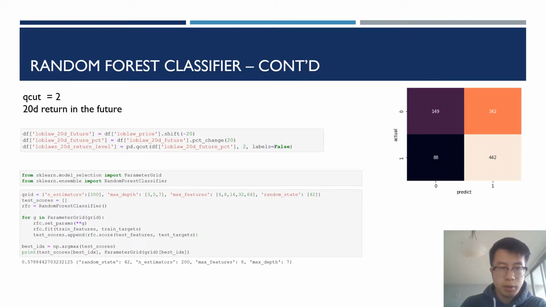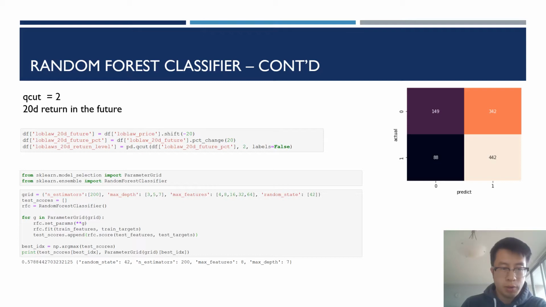And a 5-day return may be a little too short term, and many of our variables are monthly variables. So I changed the target to a 20-day return. Now we have to rebuild the target variable here, and here's the random forest classifier. Now we have the result.